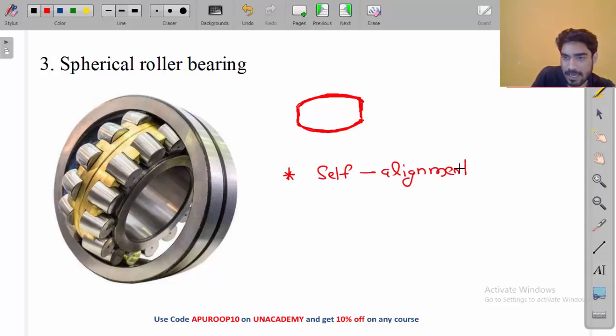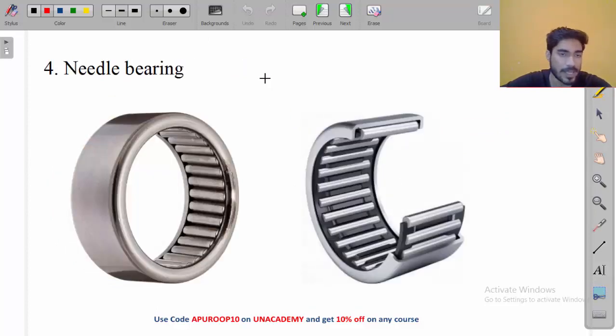Just like self alignment ball bearing, we also have self alignment roller bearing, which is known as spherical roller bearing. Okay, the surface is spherical. In case of cylindrical roller bearing, the surface is flat like this. This is cylindrical roller and this is spherical roller. Do you understand the difference? So this is a self alignment roller bearing.